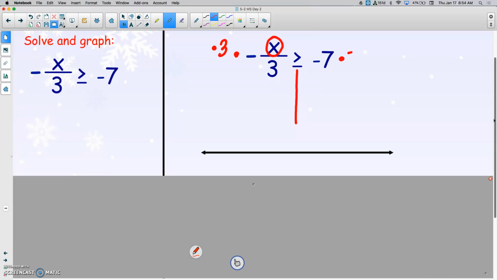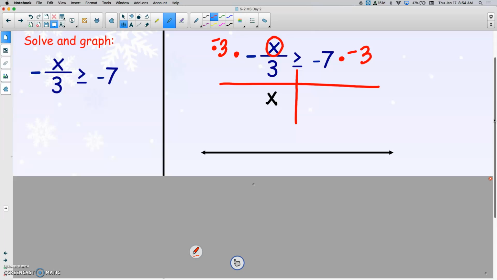Remember, a negative on a fraction, you can choose to put it on the top, bottom, or out in front. In this situation, it makes sense to put it with the 3 on the bottom so that we can cancel it out. Because we are trying to figure out what X is, not negative X. So I'm multiplying by negative 3.